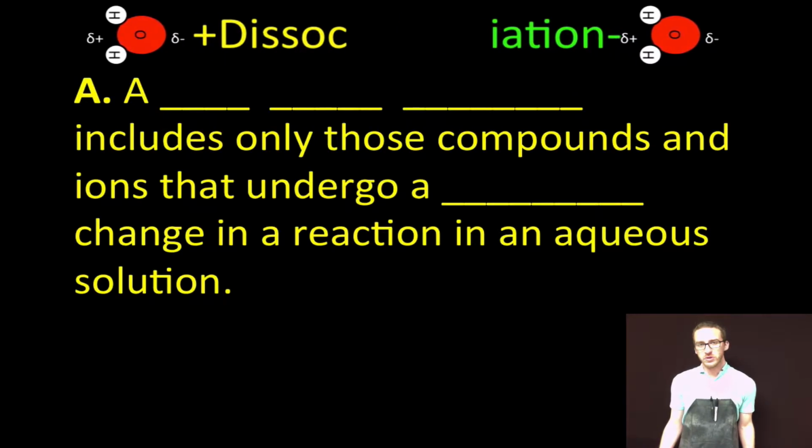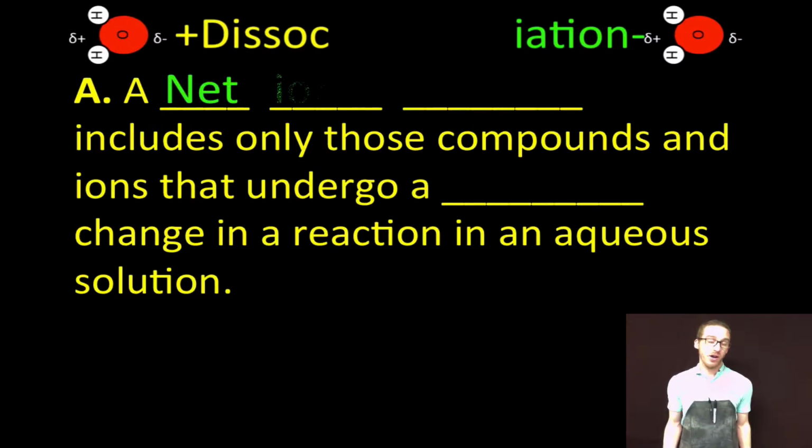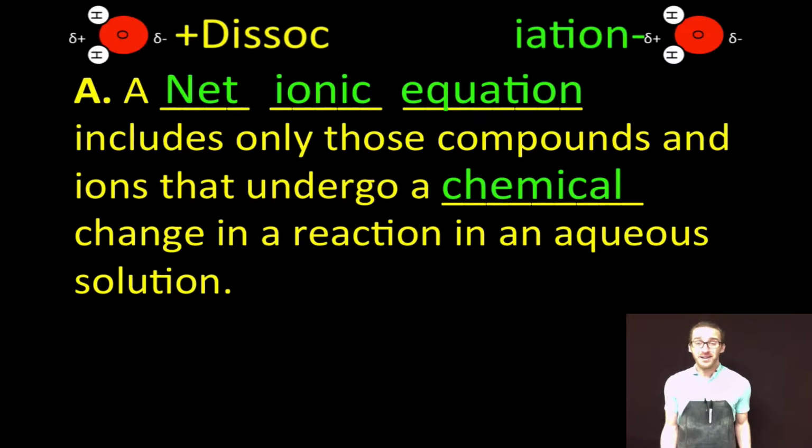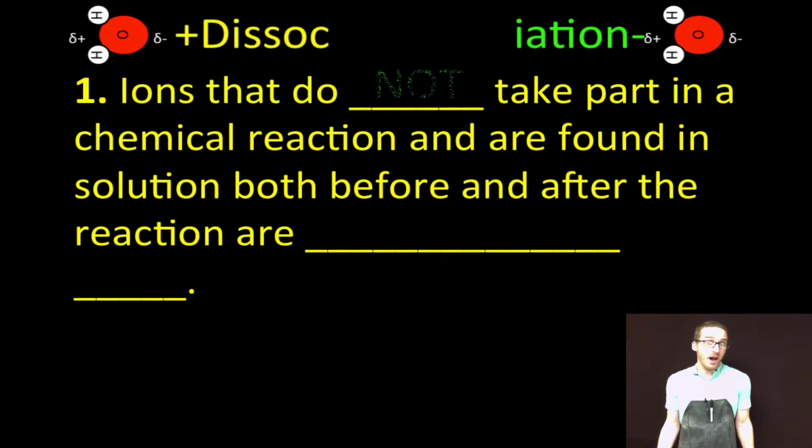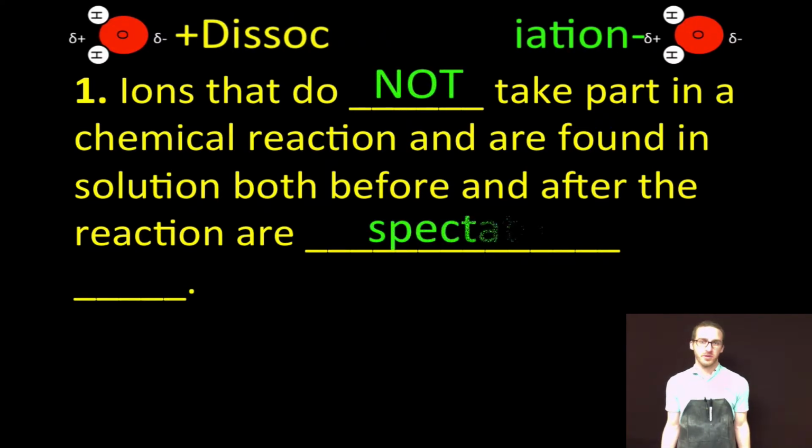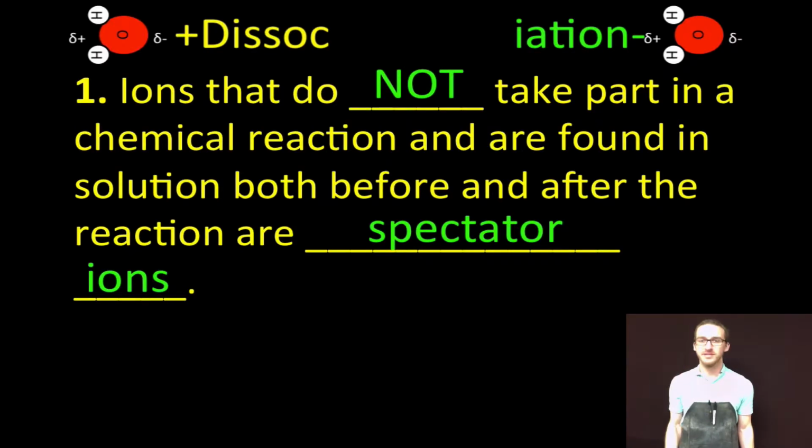All right, so first thing we're going to do is talk about a net ionic equation. In a net ionic equation, we're only focused on those compounds and ions that undergo a chemical change in a reaction in an aqueous solution. There are some ions that do not take part in the chemical reaction and are found in solution both before and after the reaction, and we call those spectator ions. They're just watching the chemistry happen.